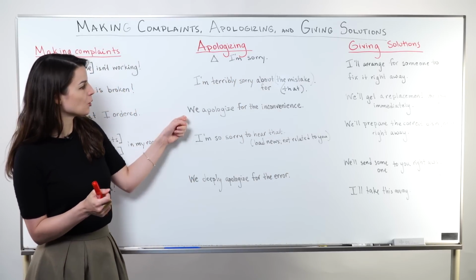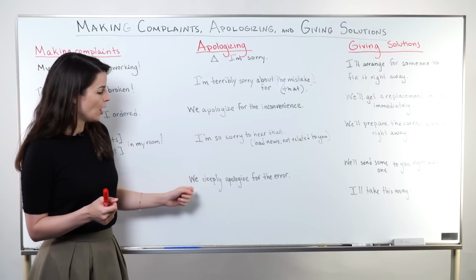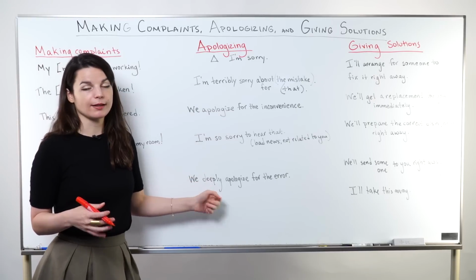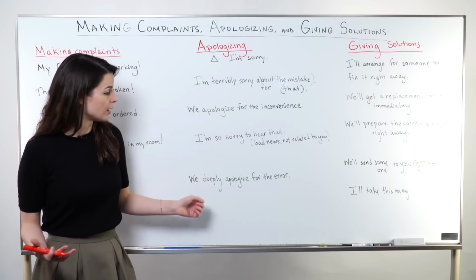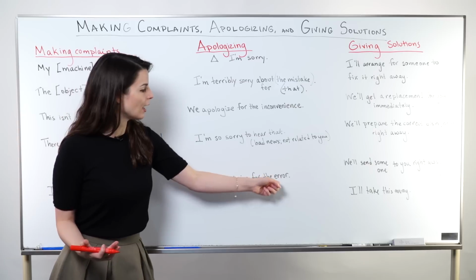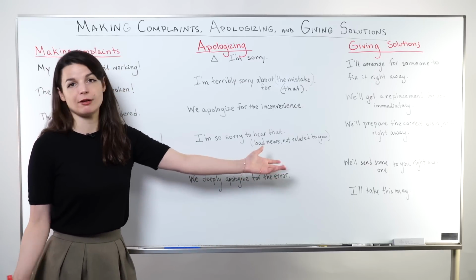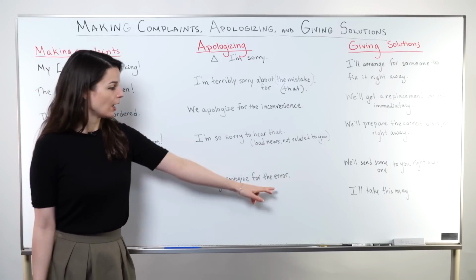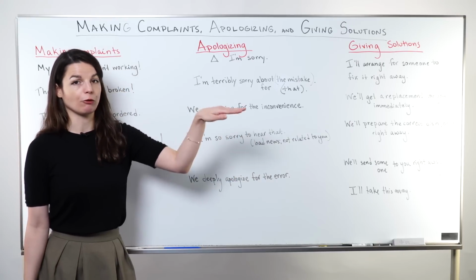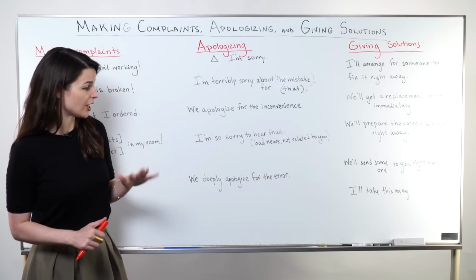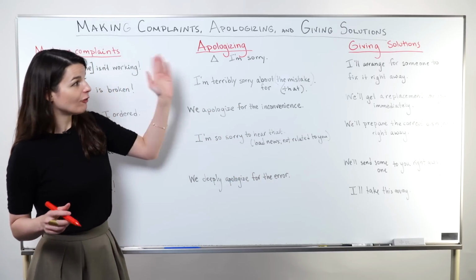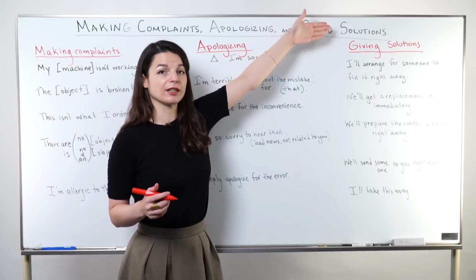So this is similar to we apologize for something. We deeply apologize. That means very, very much. We deeply apologize for the error, or for the mistake, you might hear too. In this case, error and mistake mean the same thing. Error sounds a little bit more formal. We deeply apologize for the error. Okay, finally then, let's talk about giving solutions.